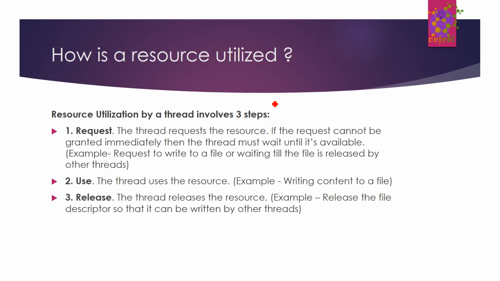So in our file writer example here, after writing to the file, the thread has to release the file descriptor to the system so that it can then be reused by other threads. So there is this 3-step process of resource utilization, and all the threads or processes in a system have to follow these steps, this protocol.